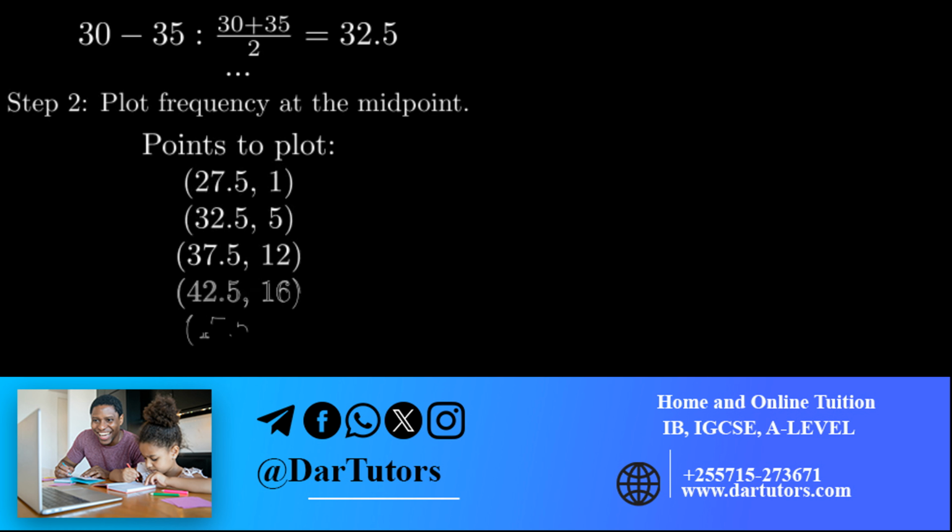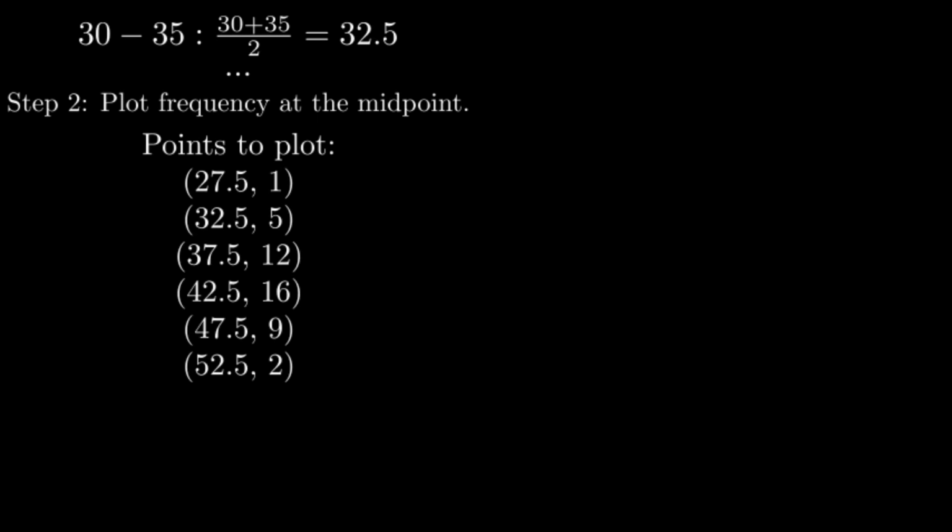The second step is to plot these points on a graph. The horizontal axis, or x-axis, will be the speed, and the vertical axis, or y-axis, will be the frequency. For each class, we plot a point where the x-coordinate is the midpoint, and the y-coordinate is the frequency. So we plot 27.5, 1, 32.5, 5, and so on for all classes.